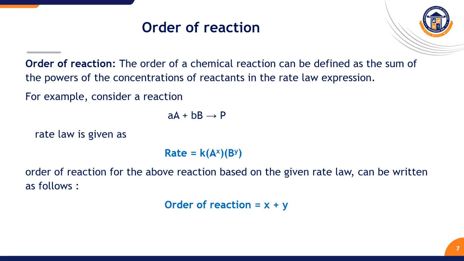Now we can see the order of the reaction. What is the order of the reaction? It can be defined as the sum of the powers of the concentration of reactants in the rate law expression. You can see here A and B giving rise to the product, and the rate equation is k into A power x and B power y. The order of the reaction is nothing but the sum of the powers of the concentration terms, that is, x plus y.